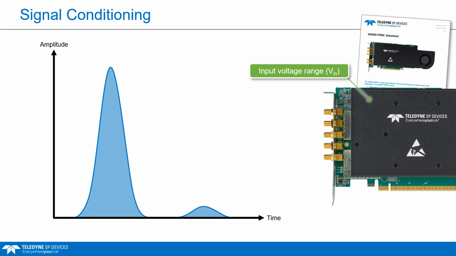The first step in measuring this type of pulses is signal conditioning. This involves adjusting the signal so its amplitude is close to the digitizer's input voltage range, ensuring maximum performance. This is called being close to full scale, and the input voltage range is specified in the device's datasheet.